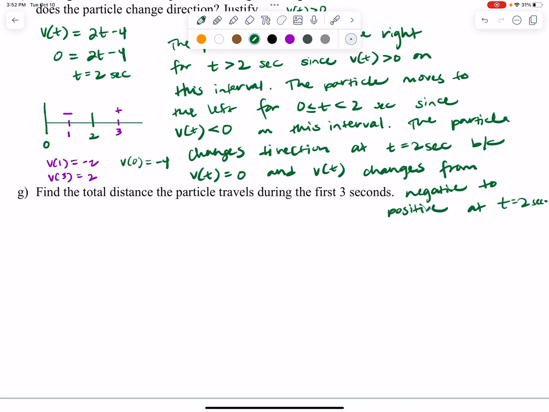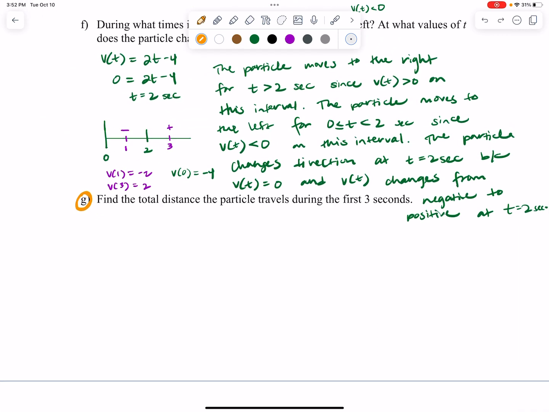And then for find the total distance the particle travels during the first 3 seconds, I'm going to leave this so we can check in as a warm-up next class. So why don't you think about this one? Find the total distance that the particle travels during the first 3 seconds. We will check in with each other on this question.